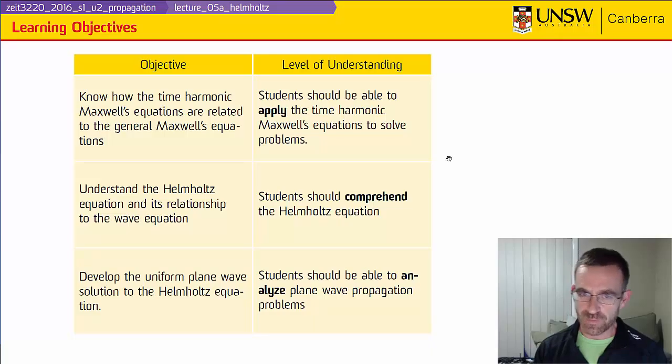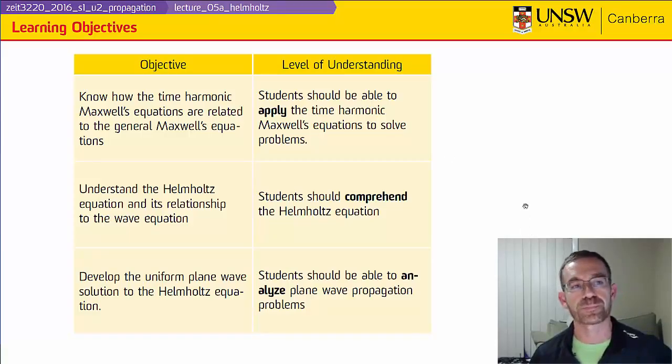We want to understand the Helmholtz equation and how it's related to the wave equation. You need to be able to see where this derivation comes from. But most importantly, we're going to develop the uniform plane wave solution to the Helmholtz equation, and this you need to be able to use thoroughly throughout the rest of this term to understand and analyze plane wave propagation problems, reflection, refraction, and other things we're going to talk about over the coming lectures.